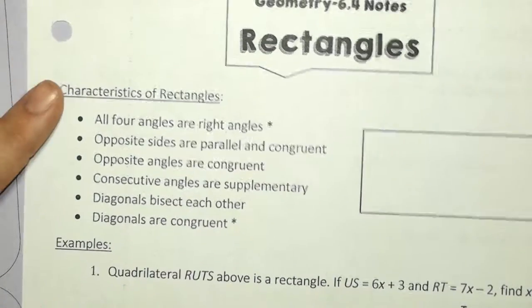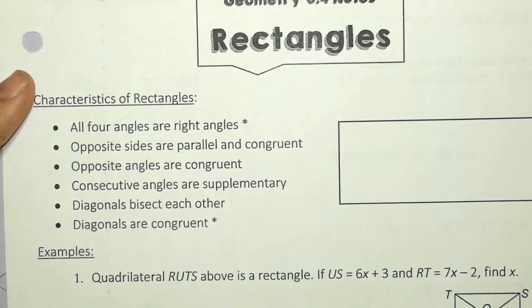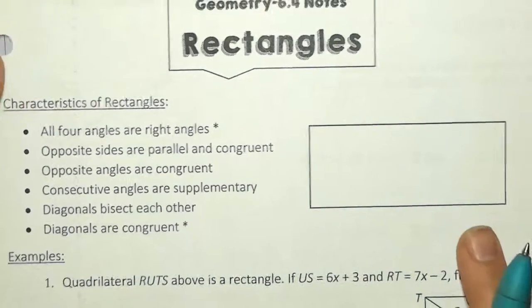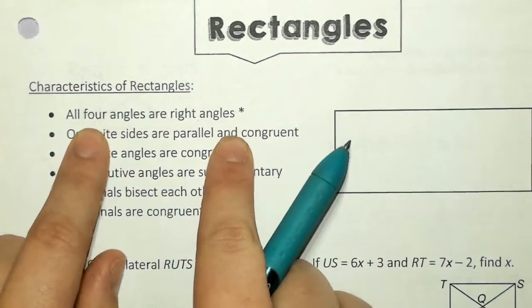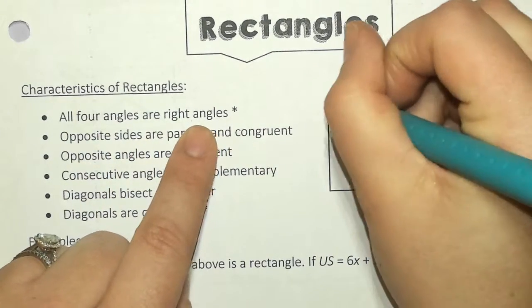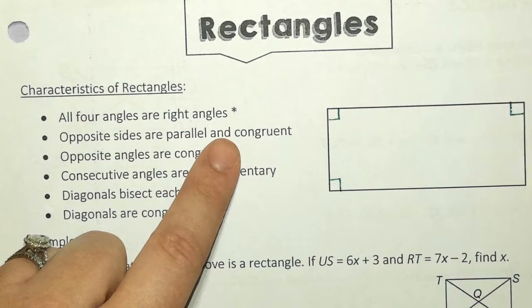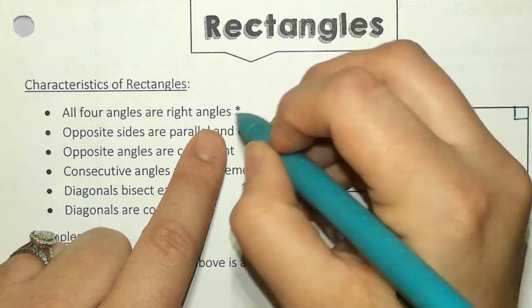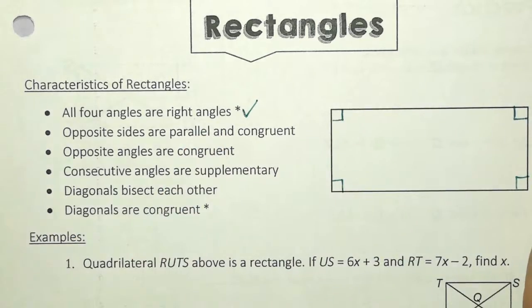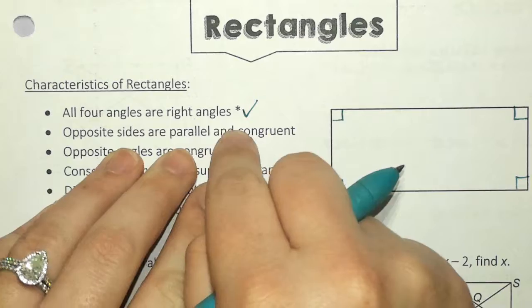But now, let's go to our 6.4 note taker. And let's do the same thing. Practice makes perfect. Okay? So let's use these characteristics and make sure we didn't miss anything. All 4 angles are right. Okay? So let's draw little squares. I just want to make sure we check all the characteristics off. Okay? Opposite sides are parallel and congruent.